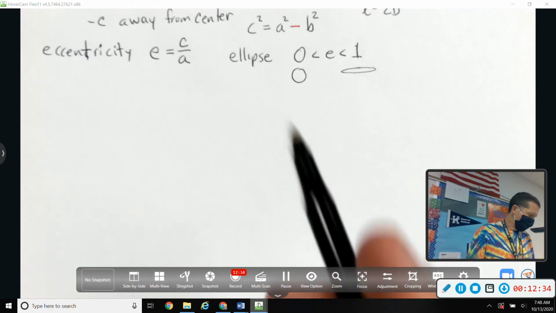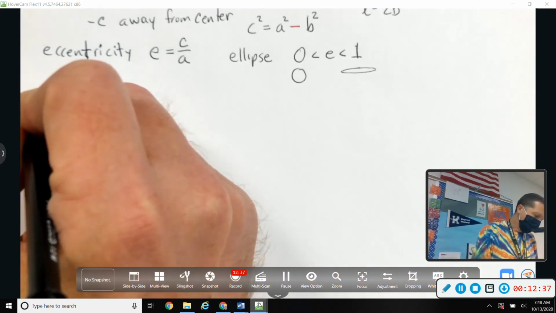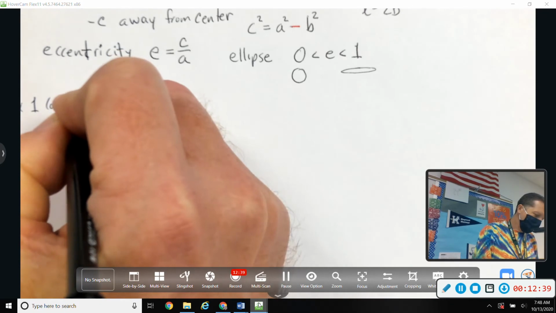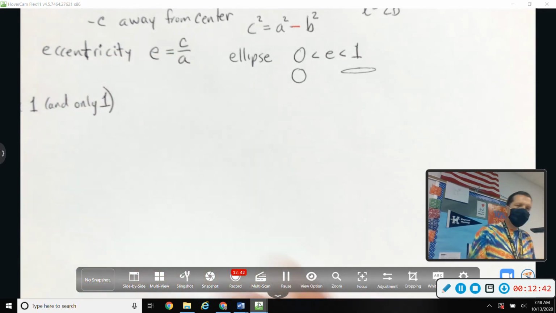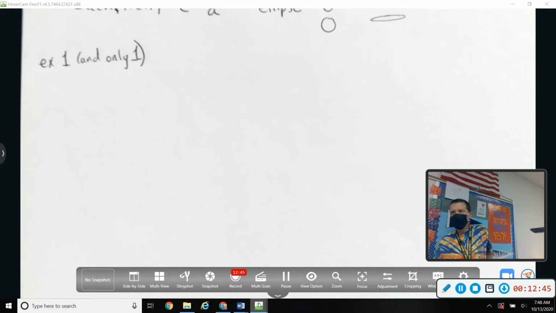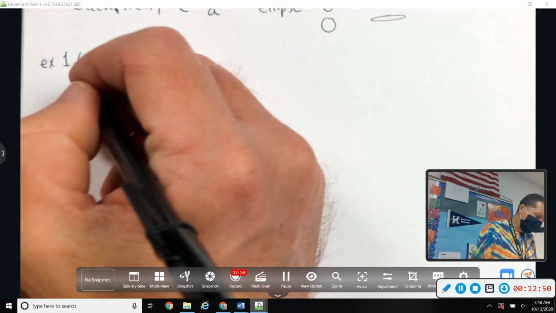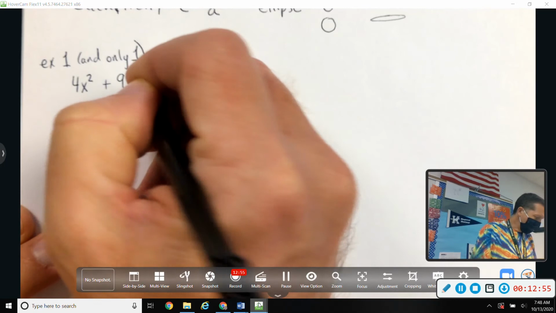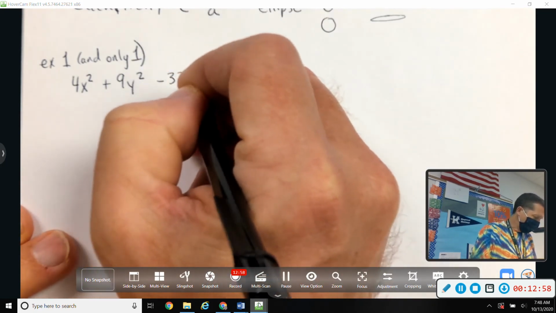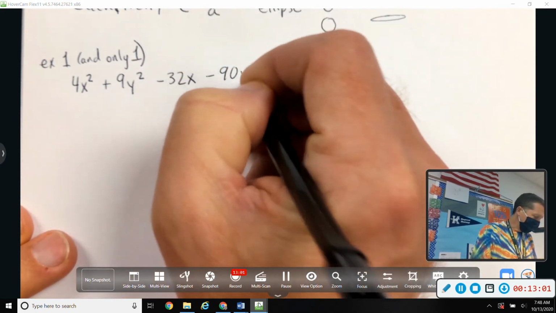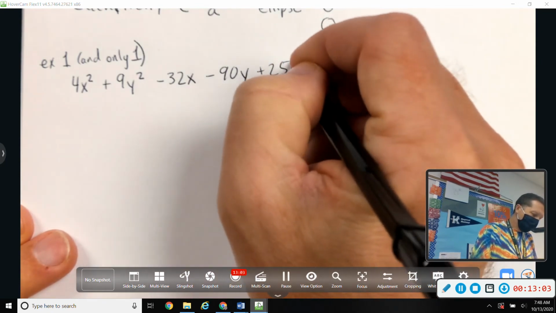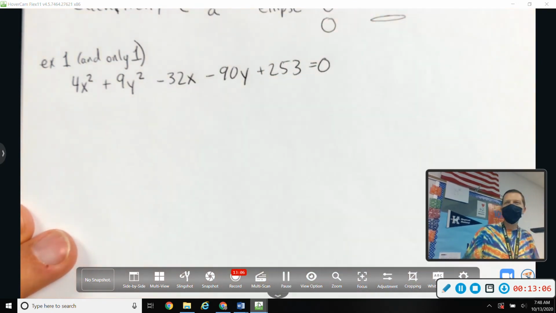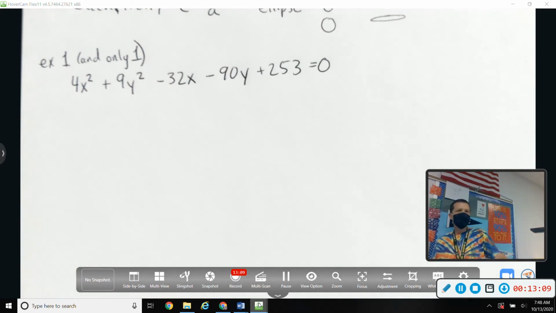Let's do an example. Example 1 and only 1. Because there's a lot of stuff in this. So this is a really good example. I'll cover it all here. 4x squared plus 9y squared minus 32x minus 90y plus 253 equals 0. That's pretty easy numbers. Yeah, you're welcome.